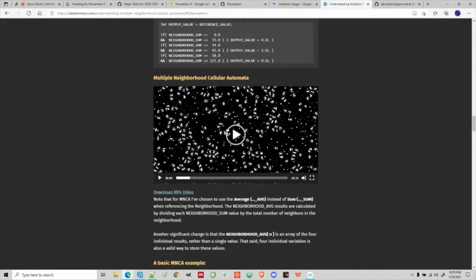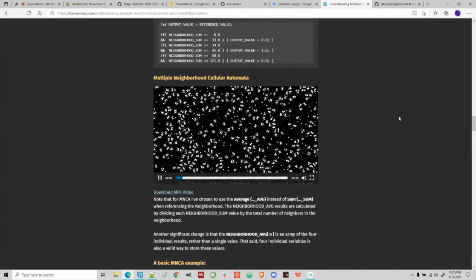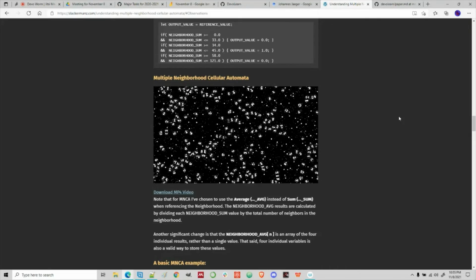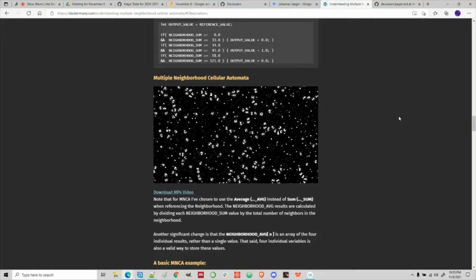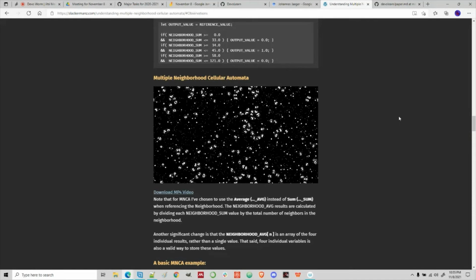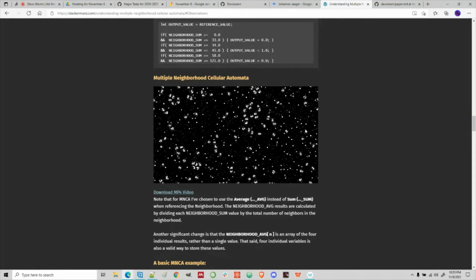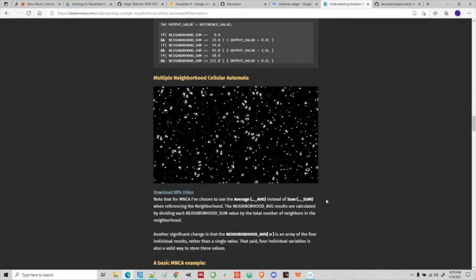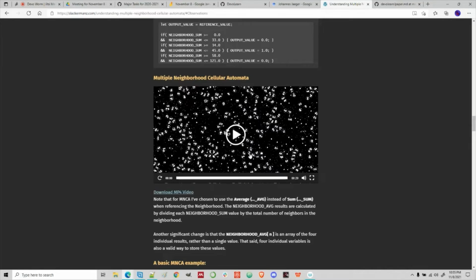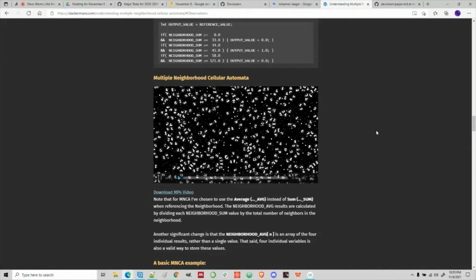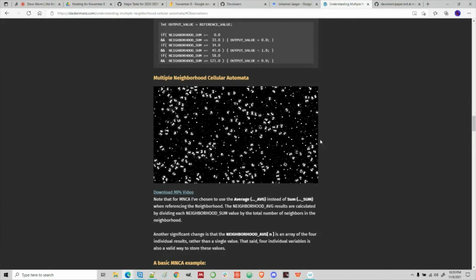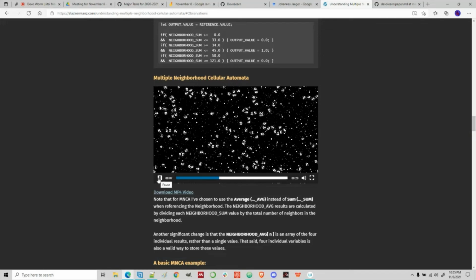And then you have multiple neighborhood cellular automata. So this is a little bit different even from the example of larger than life, where now it's not necessarily the large size of the neighborhood, but you have these multiple neighborhoods in time. You can see that for this model, you can choose to average things instead of summing things when referencing the neighborhood. So now you're finding the average behavior of your neighbors instead of the sum of the neighbors. And you have these different neighborhoods, different contexts.